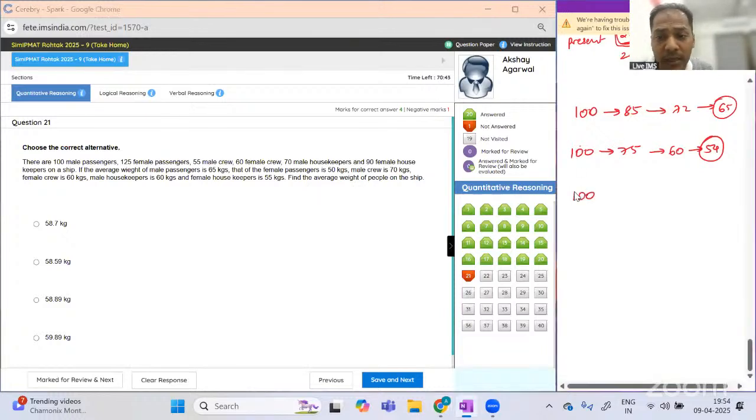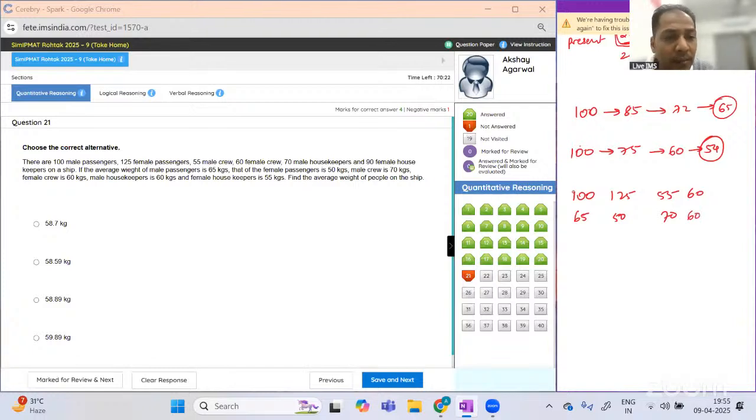100, N1 is 100 and male passengers are 65. The average weight is 65. Female passengers are 125 and the average weight is 50. Male crew is 55 and the average weight is 70. Female crew is 60 in number, the average weight is 60. Male housekeepers are 70 in number, and their weight is 60, 90 female housekeepers, and their weight is 55.